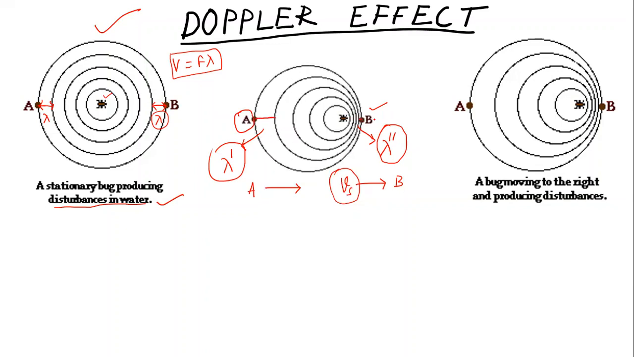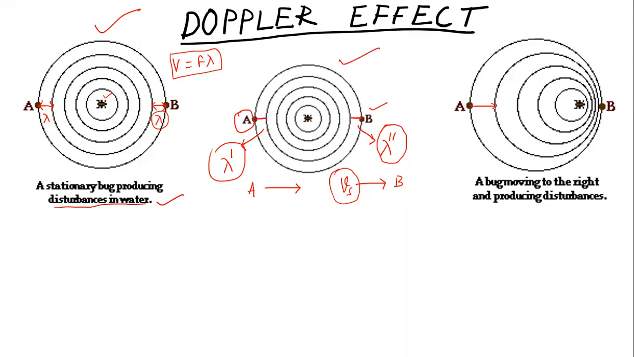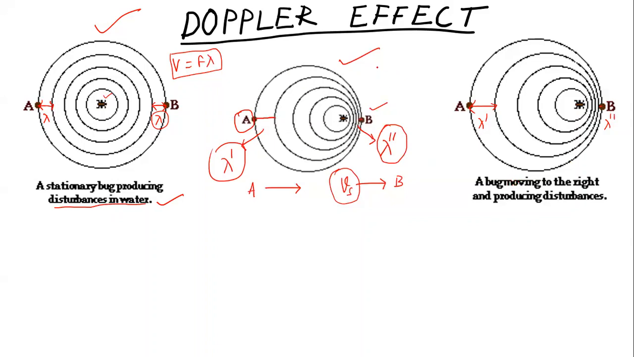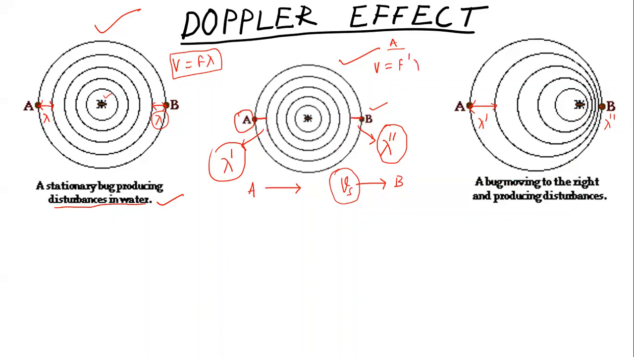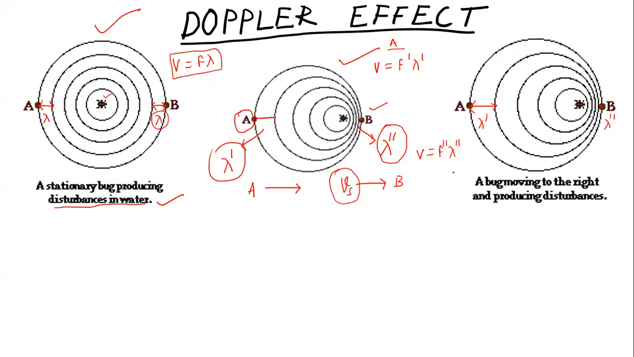So what will happen to the frequency? Here is the same diagram. This is our lambda prime, and this small distance is lambda double prime, or double dash. There will be a change in frequency. For observer A we write the velocity as V is equal to F dash multiplied by lambda dash. For observer B, we write V is equal to F double dash lambda double dash, because if there is a change in wavelength, there will be a change in frequency.